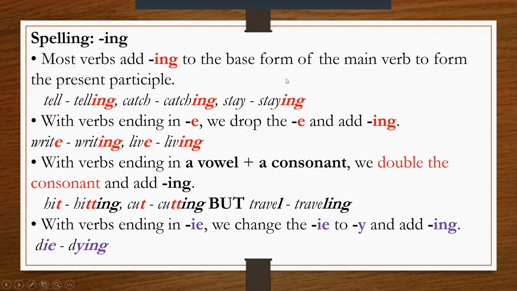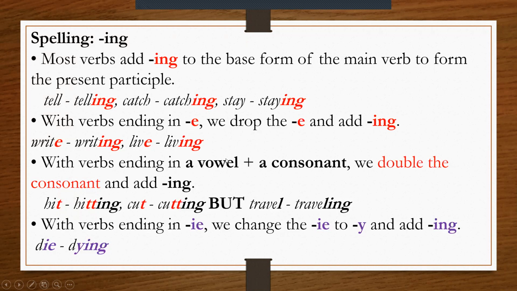For the spelling, for most verbs we only need to add the ing form to the base form of the main verb to form the present participle. For example, tell, telling, cash, cashing, stay, staying, etc. With verbs ending in e, we drop the e and we add the ing form. For example, write, writing, live, living.